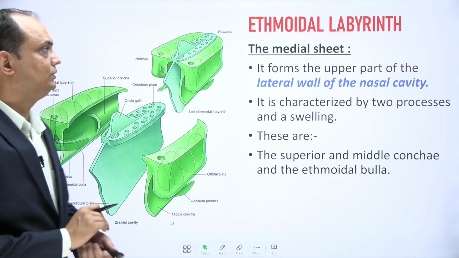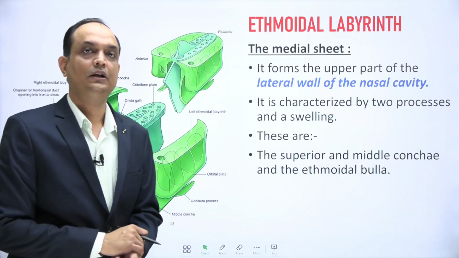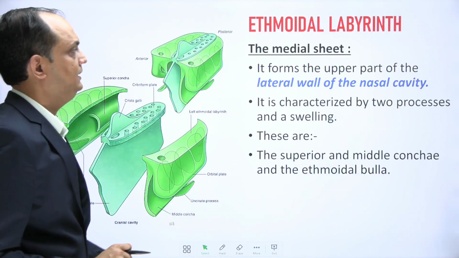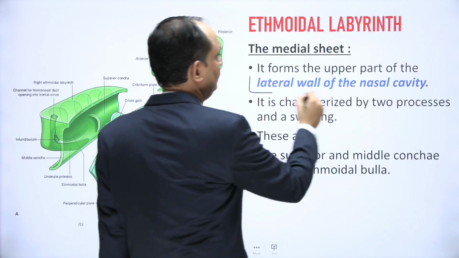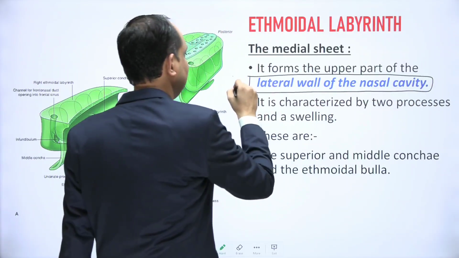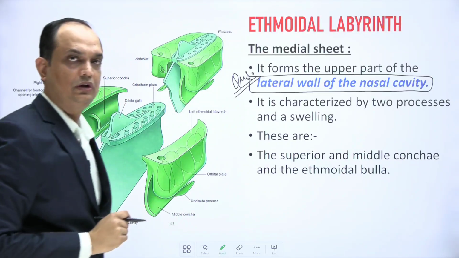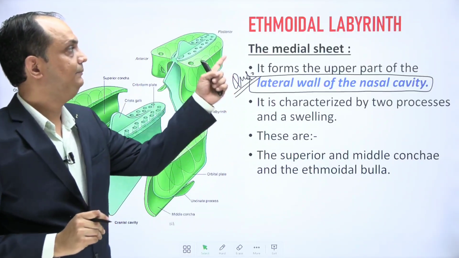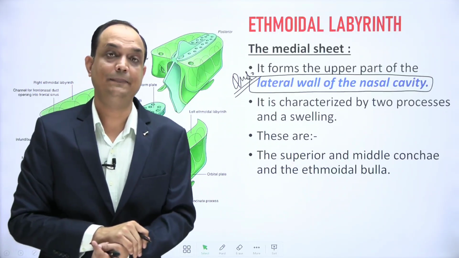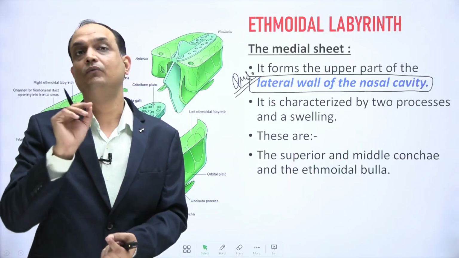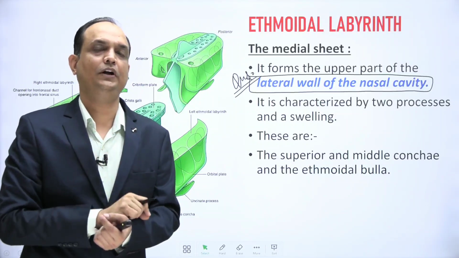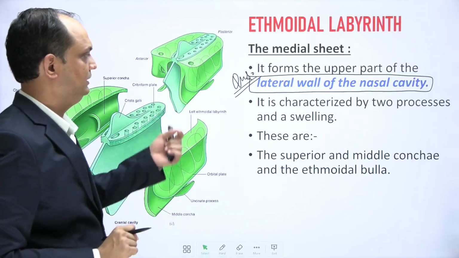Now what about the medial sheet or medial plate? The medial plate is going to form the lateral wall of the nose. Now this is the first thing. When you start reading the lateral wall of the nose or nasal cavity, this medial sheet of the labyrinth of ethmoid bone becomes very important. There are a few important features which you should be able to understand.